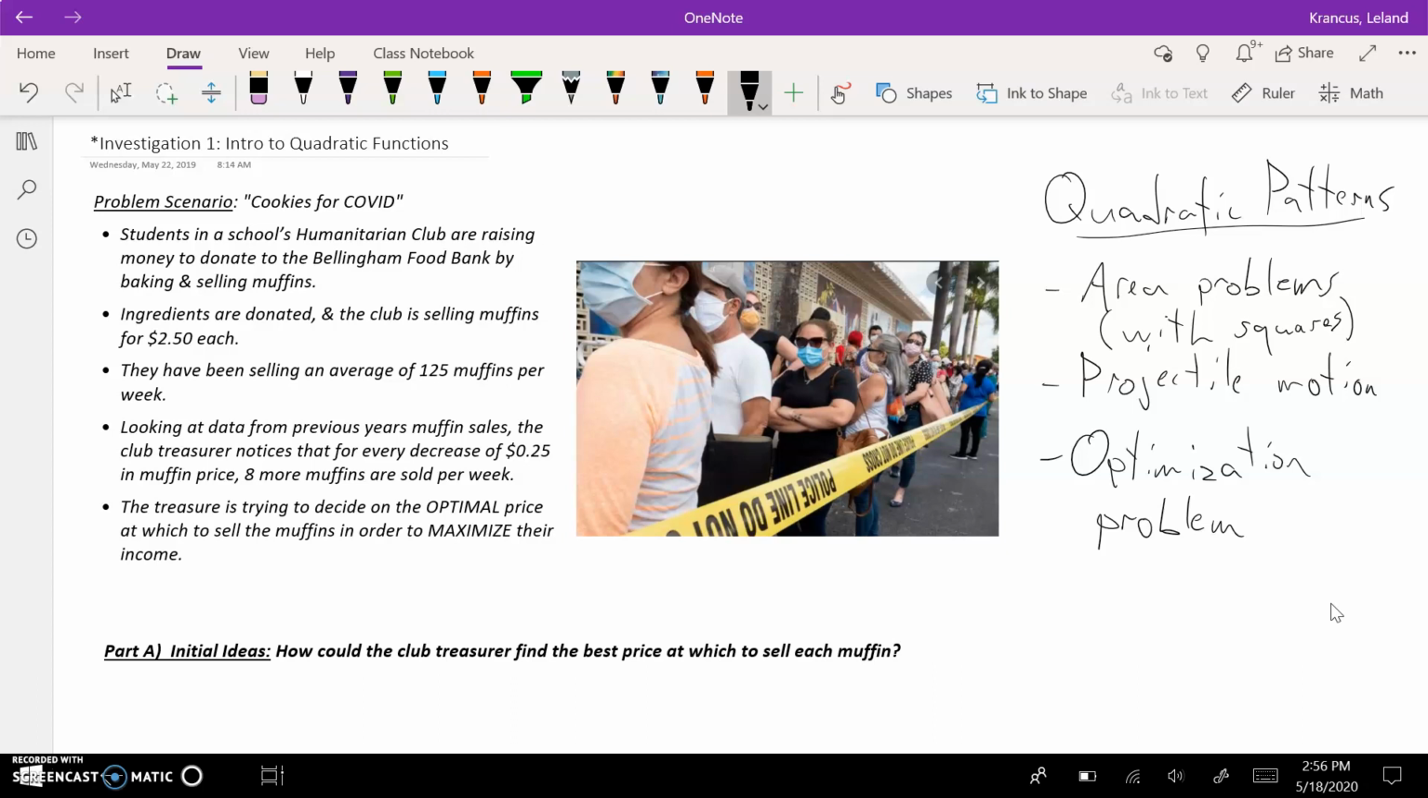It seems like you have more than one variable. And the other thing to look out for is when you have a situation where it seems like a variable has an effect on itself. So like this problem with the bake sale, changing the price has an effect on the amount of money that's coming in, and it also has an effect on the number of muffins being sold. So that price variable has a twofold effect. When you see that type of thing, you should be thinking that this is a quadratic pattern type problem.